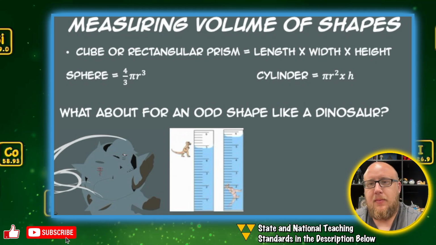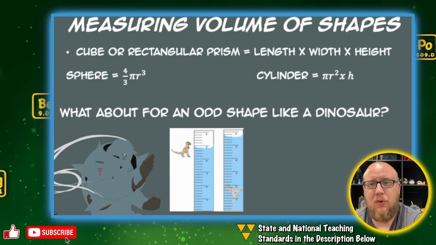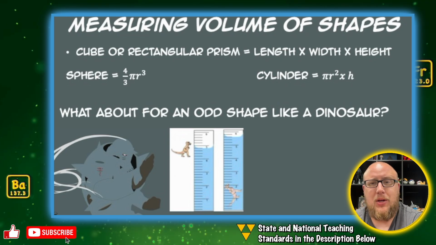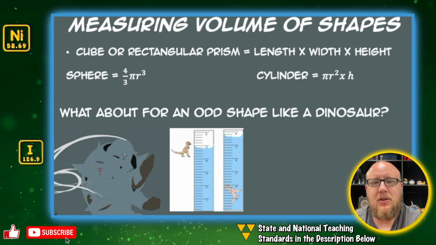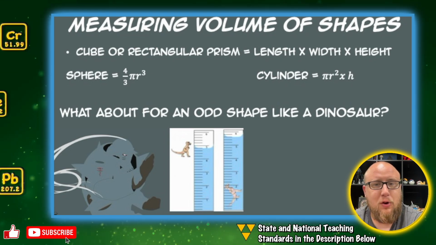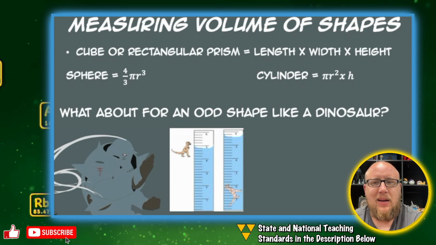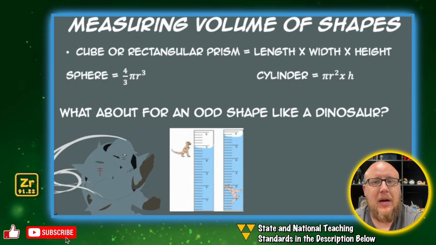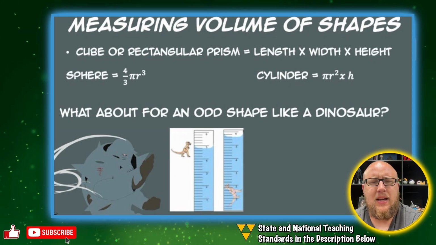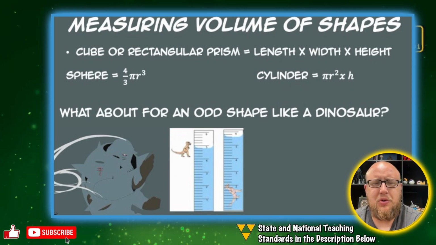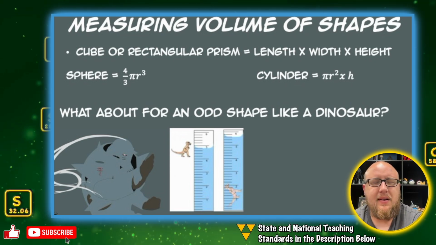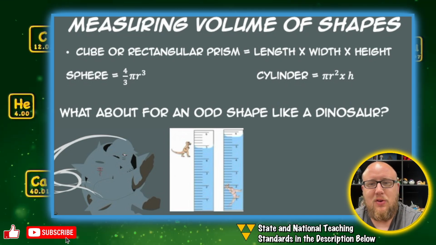Well, we know from geometry and algebra that for regular shapes there are some formulas we can use. For instance, for a cube or rectangular prism, we can use length times width times height. For a sphere, we can use 4/3 pi r cubed. And if we have a cylinder, we can use pi r squared times our height. But what about something that has a weird shape that's not one of those shapes we know the specific volume formula for? Let's say, in this case, a dinosaur.